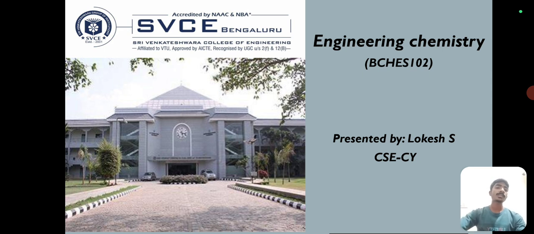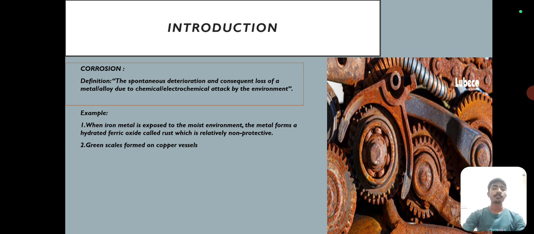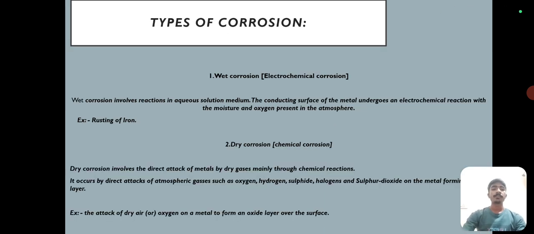Today's subject is Engineering Chemistry and my topic is corrosion and types of corrosion. Corrosion, the spontaneous deterioration and consequent loss of a metal or alloy due to chemical reaction attacked by the environment, is called corrosion. Example, the rusting of iron or green cells formed on the copper vessels.